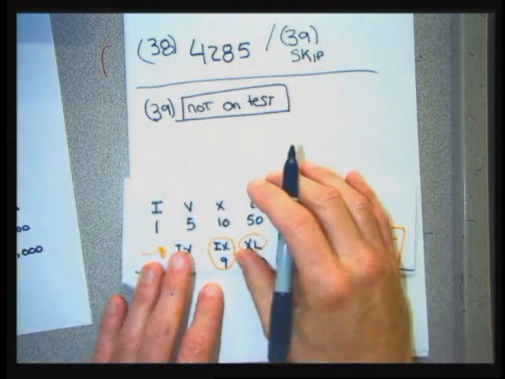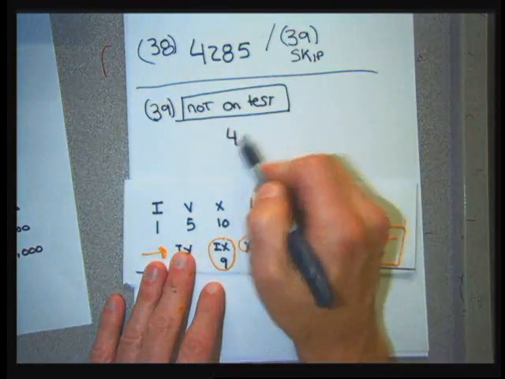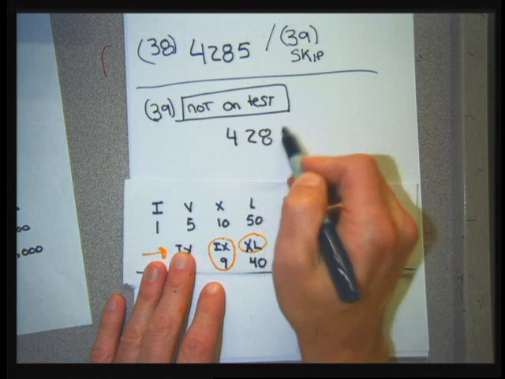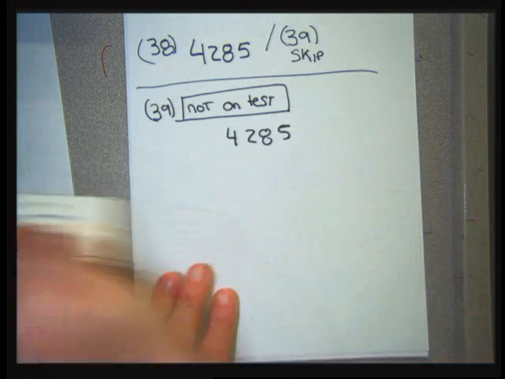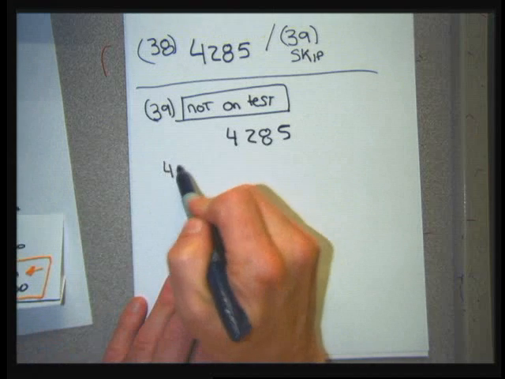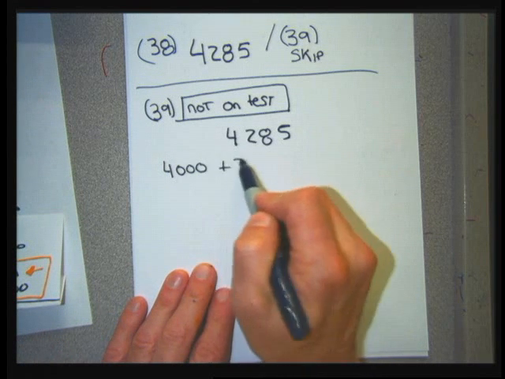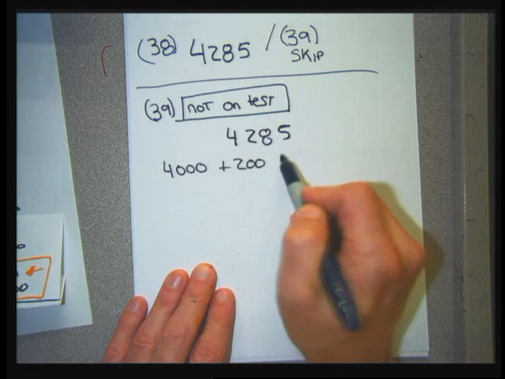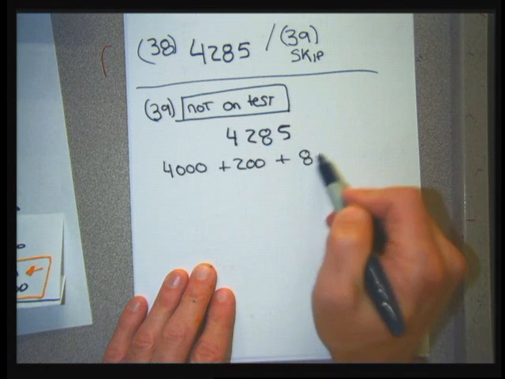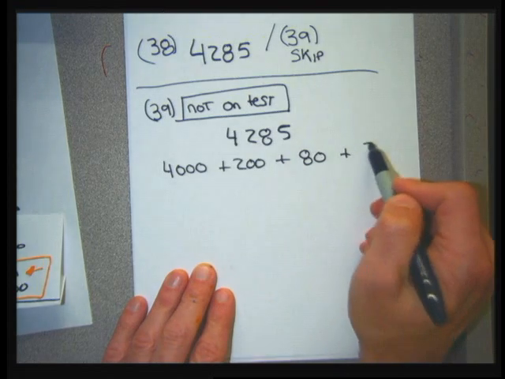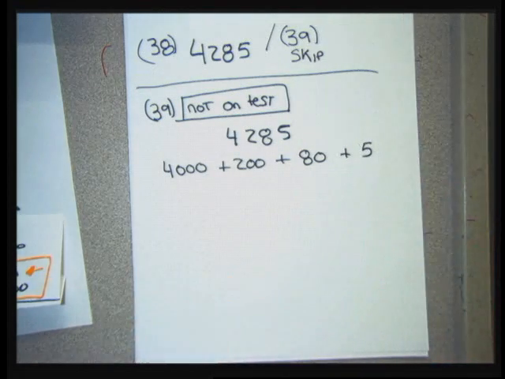The author gives me the number 4,285. And so I'm going to break this into its pieces. It's thousands, which is 4,000. It's hundreds, which is 200. It's tens, which is 80. And it's ones, which is 5. And most of these numbers are easy to write. It's the 4,000 that's a tough number.